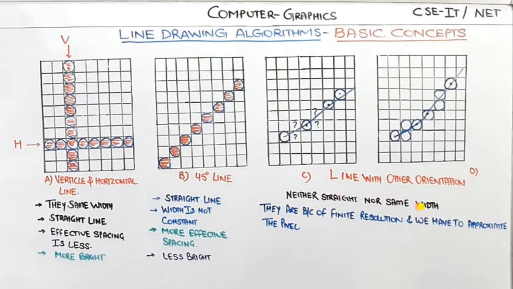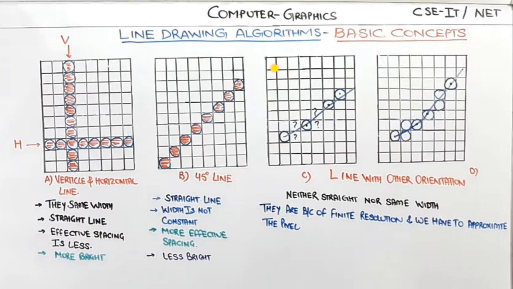Neither straight line nor same width. Just now I told you that they are not in a straight line, nor do they have the same width, meaning they are not constant, one after the other. They are like this because of finite resolution. Yes, finite resolution. I have told you what resolution is in the image resolution topic. Image resolution means the number of pixels in the width and the height.